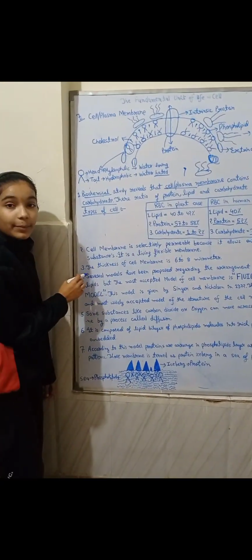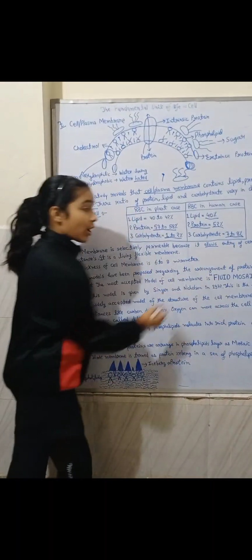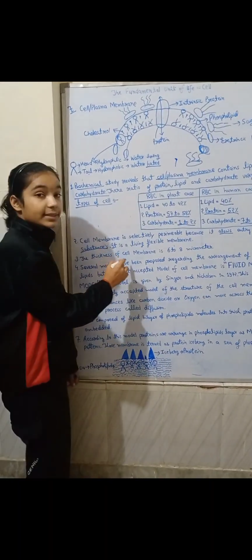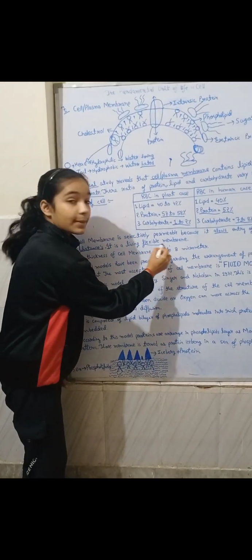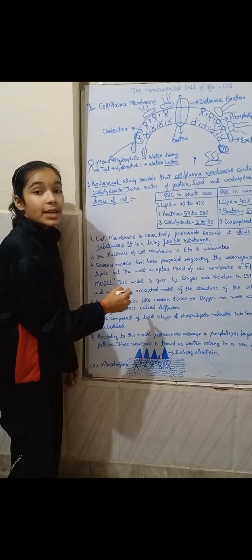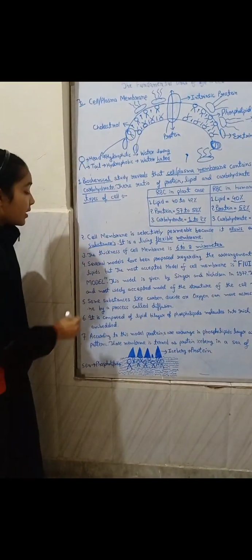Second, the cell membrane is selectively permeable because it allows entry of certain substances. It is a living flexible membrane. The thickness of the cell membrane is 6 to 8 micrometers.